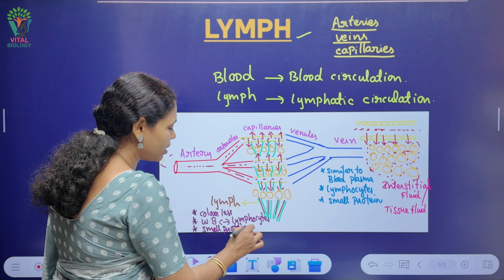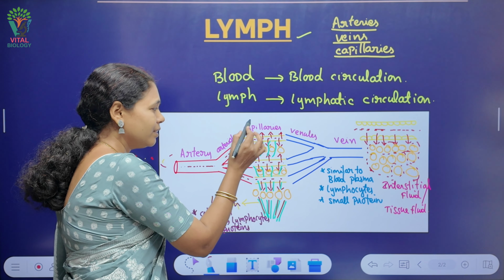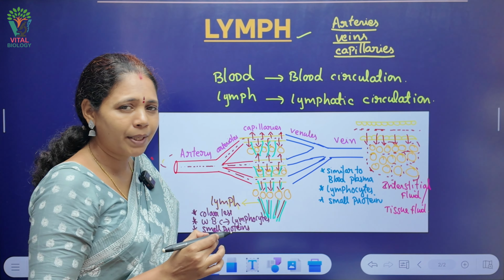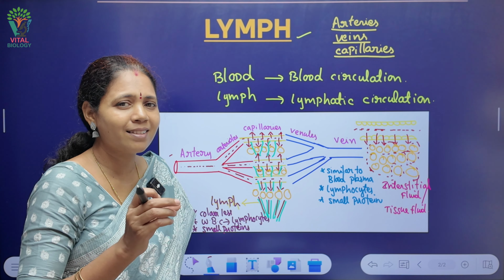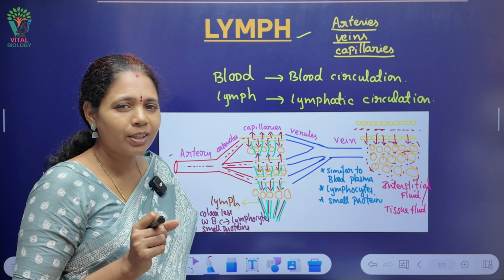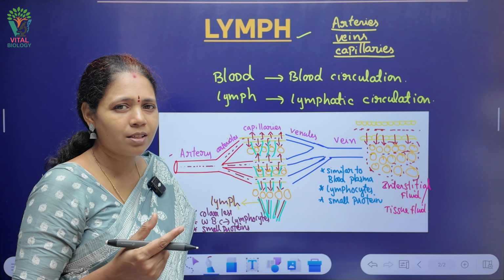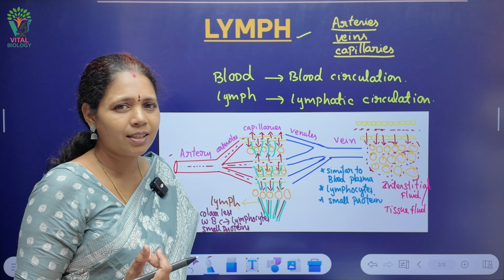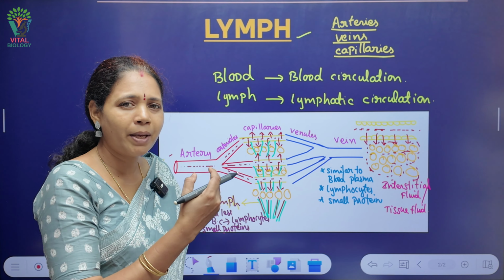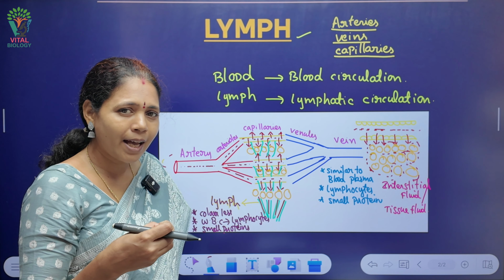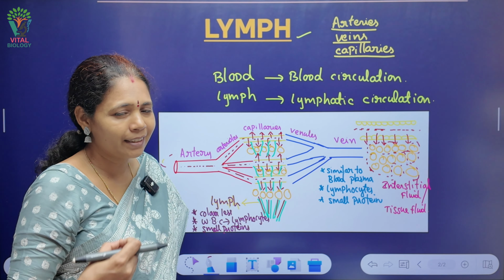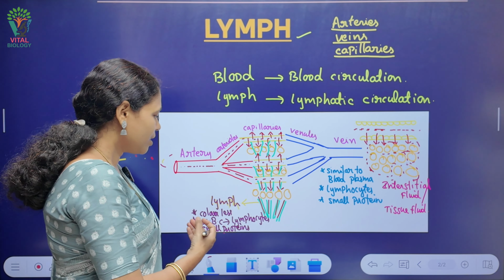Why did we say small proteins? Because when this fluid escapes from the capillaries, only small substances can escape as the gaps are very narrow. That is why the larger proteins and larger substances cannot pass through these narrow passages. They remain in the blood, but only the smaller ones can pass through those gaps and enter the tissue fluid and then the lymph. So that's why we said smaller proteins.